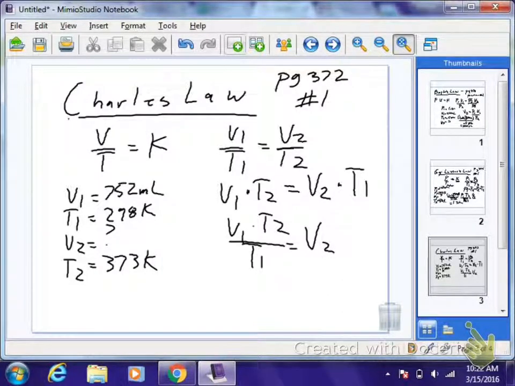Yes? How did you get 100 plus 273? 273 is what you use when you convert Celsius to Kelvin. But in the book it's 50 degrees. Well, we might be looking at a different problem. I'm looking at practice problem number 1, bottom of page 372. Oh, yep. Good question. See where we're at. Yep.